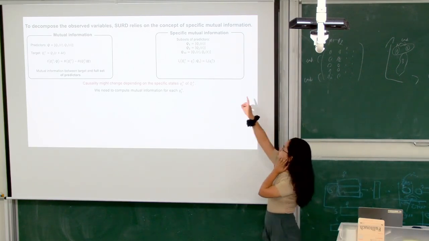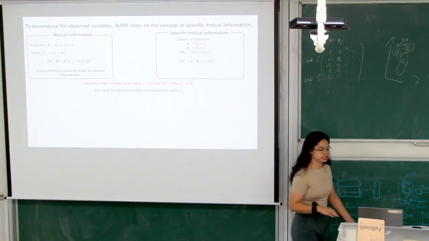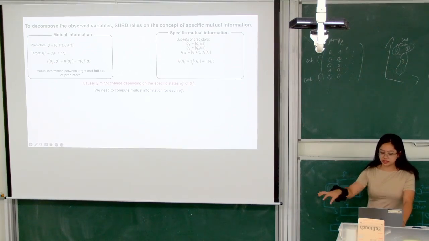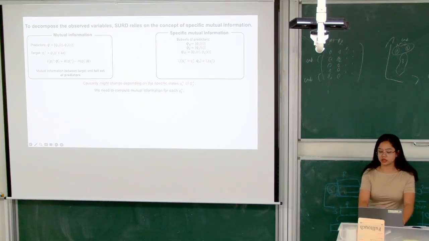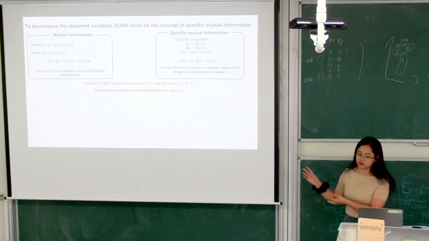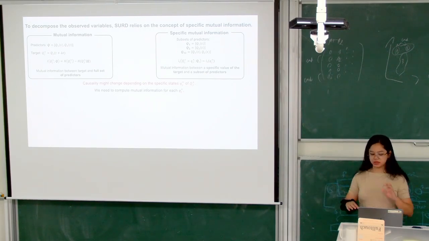And this is just a new notation, but basically the formula is the same. The only change is that instead of considering the whole set of the target variable, we compute it only for a specific state and get the mutual information together with one of the subsets of the predictors. So intuitively, this is the mutual information between the specific value of a target and a subset of its predictors.